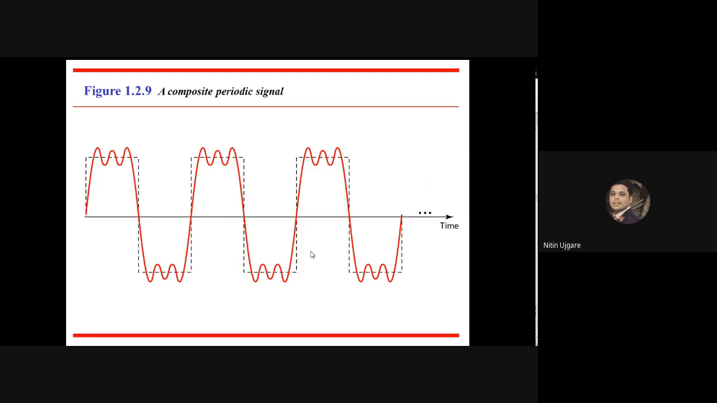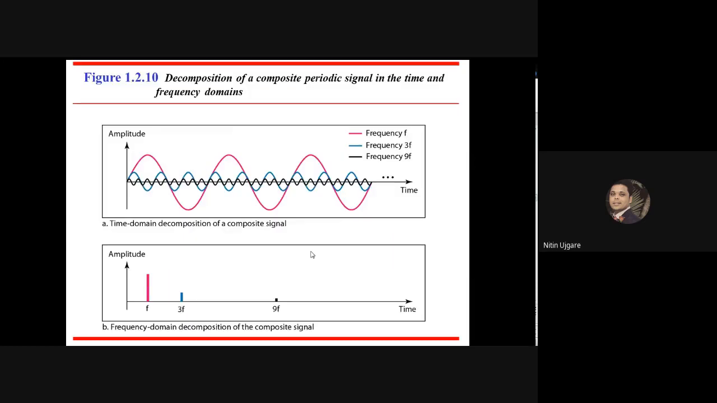This is a time domain representation of a composite periodic signal. Let us decompose it, because we know that a composite periodic signal is a combination of multiple sine waves, or more than one sine wave. The decomposition of the composite periodic signal in the time and frequency domain is shown in this figure, in this slide. This composite periodic signal is now decomposed into three signals, each with a different amplitude and different frequency.